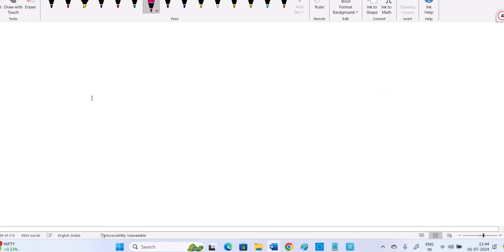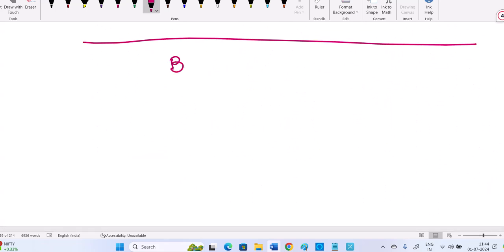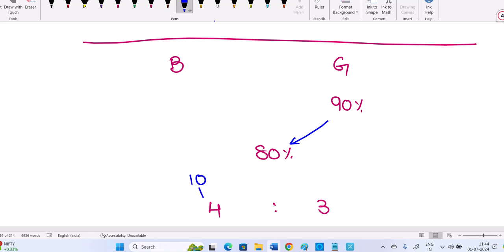But see, the same question: boys percentage we don't know, let it be. Girls pass percentage is 90, overall 80, and the ratio should be 4 is to 3. I said take the differences and put them in. What's the difference between 90 and 80? 10. Okay, when 10 represents 4, what does 3 represent?